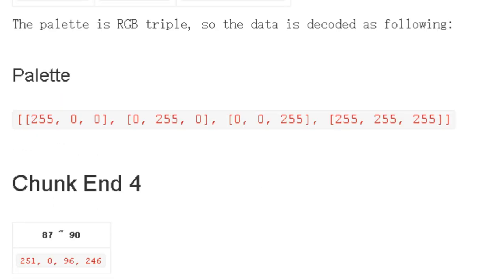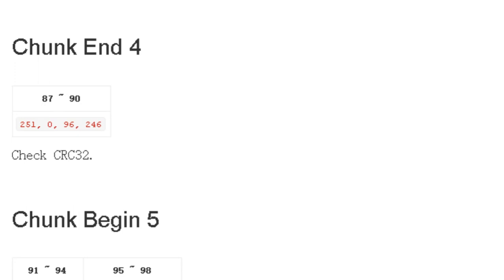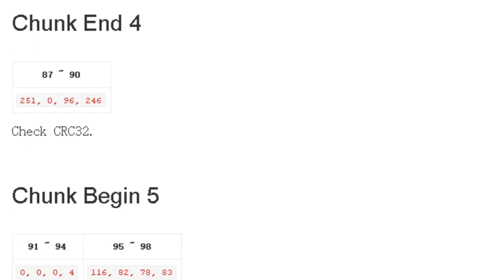Let's keep on scrolling. Chunk end 4. We got bytes 87 to 90. The value is 251, 0, 96, 46. It is a CRC32 checksum.